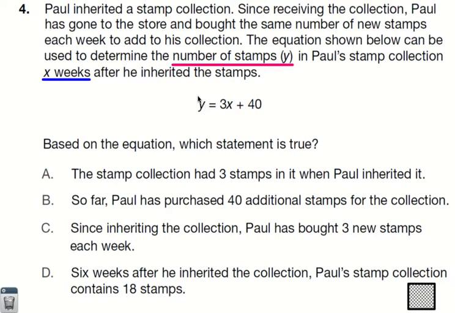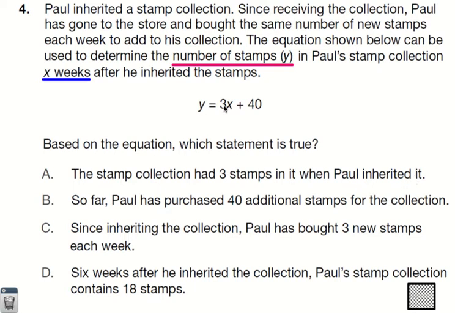So number of stamps will equal 3 times the number of weeks plus 40. Based on the equation, which statement is true? Looks like we're just going to have to go through the choices one at a time. The stamp collection had 3 stamps in it when Paul inherited it.